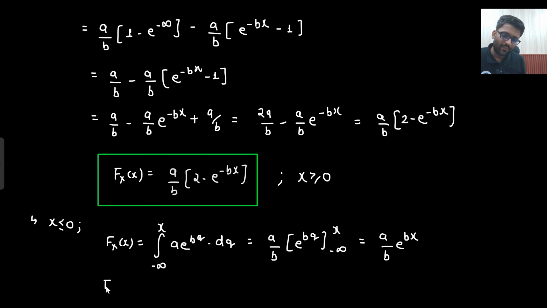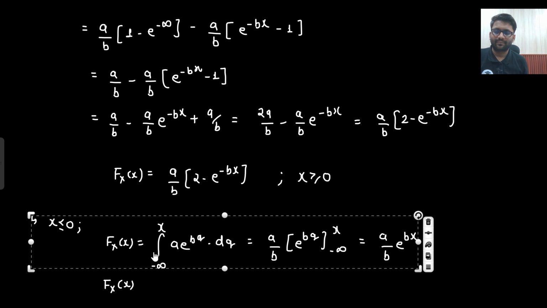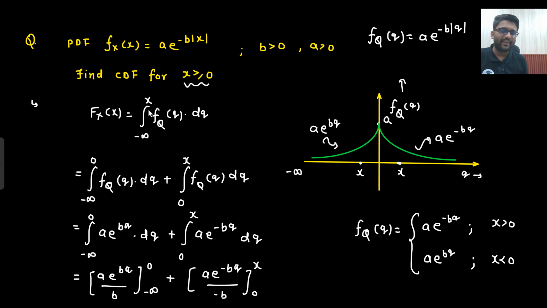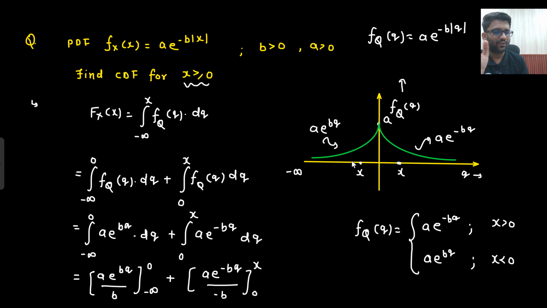So now what is the complete expression of Fx of x? Although this is a GATE PYQ, and in the GATE PYQ they only asked for this condition, this is the answer you get for x less than or equal to 0. Are you able to understand this analysis? X could be greater than 0 or less than 0, because x is a varying limit.